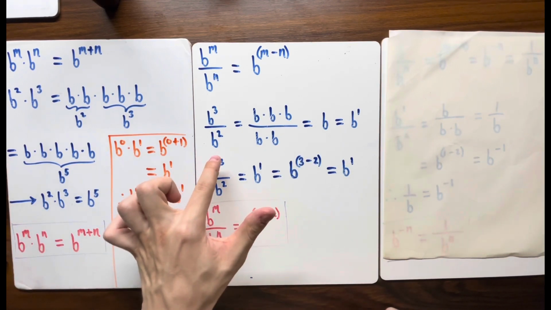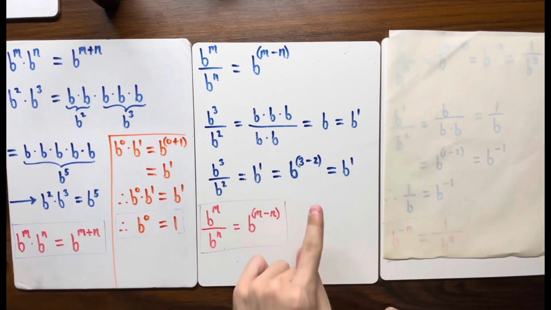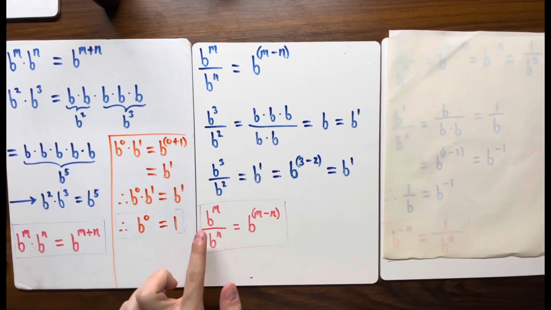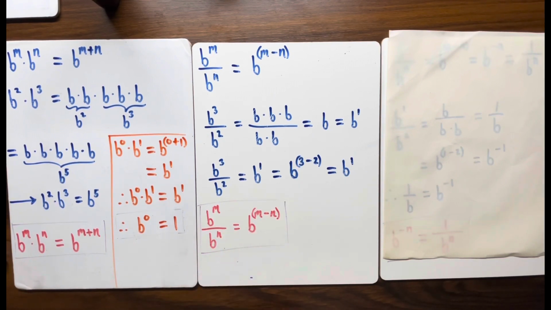But that just seems like we just subtracted the top minus the bottom exponents. So in general, we say that b to the m divided by b to the n is equal to b to the top exponent minus the bottom exponent. But of course, this only works if the bases are the same.